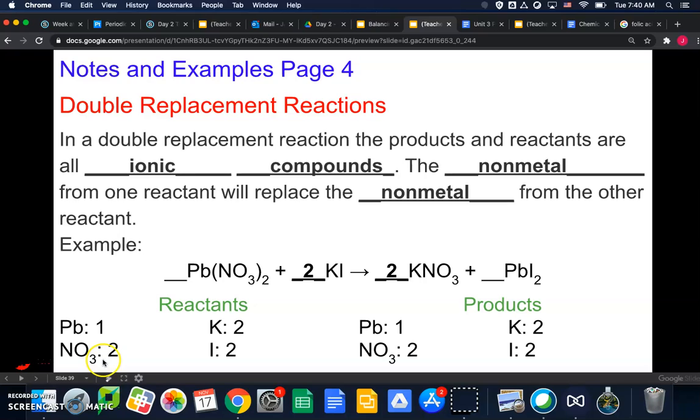One lead, 2 nitrates, 2 nitrates, 2 potassiums, 2 potassiums, 2 iodides, 2 iodides. And so then I'm going to get rid of the blanks in front of lead nitrate and lead iodide. And we should see that this is now balanced.